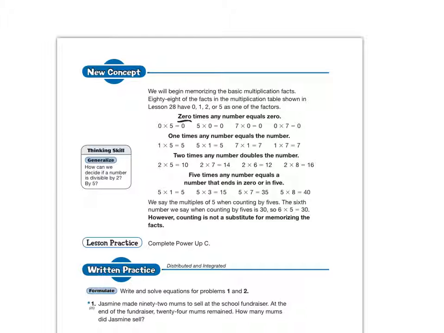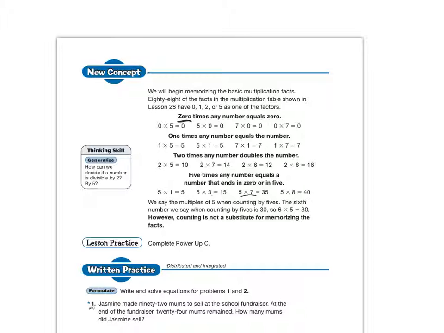5 times any number equals a number that ends in a 0 or a 5, always. And the way I think of it is 5 times a number is half of whatever that number is times 10. So 5 times 3 is 15 because 3 times 10 is 30 and half of 30 is 15. That's a complicated way of looking at it possibly, but it works.